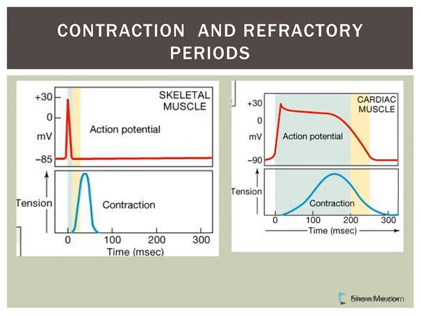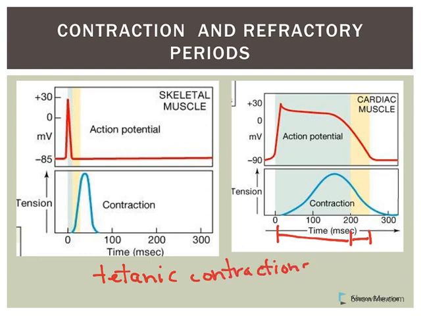When you look at the refractory periods, this light blue refers to the absolute refractory period. The yellow represents the relative refractory period. The refractory periods in cardiac muscle are much longer than in skeletal muscle. The end result is you cannot produce tetanic contractions in cardiac muscle, which is important because if it were in tetany, it would not be able to relax and fill with blood, and it needs to fill with blood to be able to pump it out.